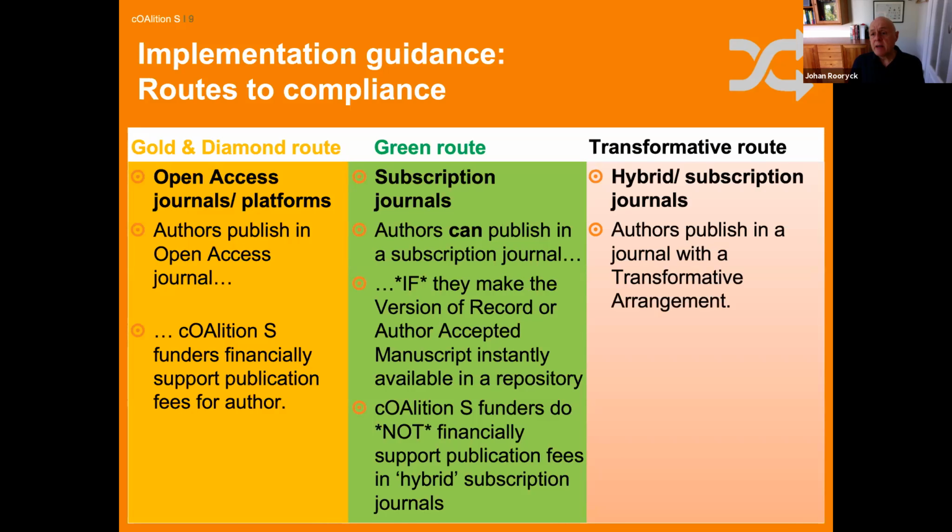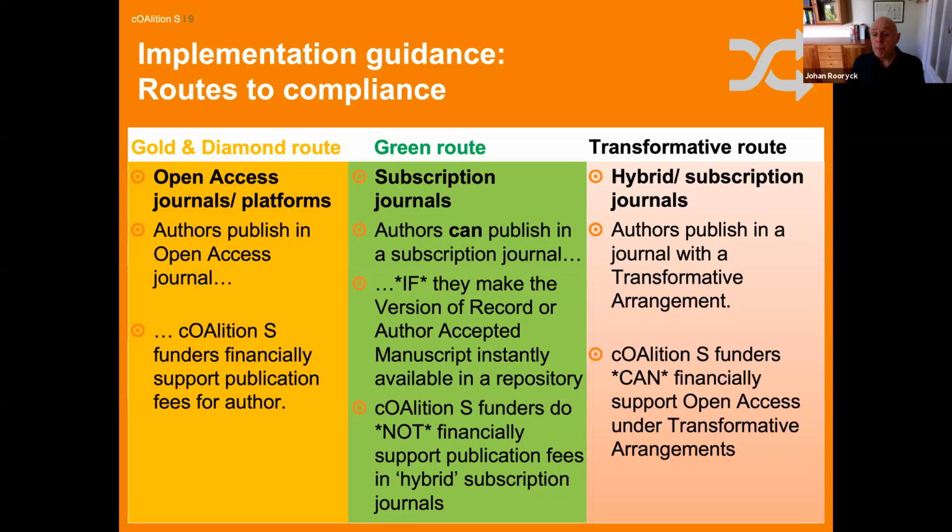So that means that the author is publishing in a journal that is on its way towards open access, in the sense that the revenue from subscription is progressively being replaced by revenue from publish and read deals. Coalition funders may choose to financially support open access under transformative arrangements, or they may not, because of course in many cases, especially the transformative agreement route, the payment will already have been made by the library consortium that the author belongs to, and of course we're not going to pay twice.